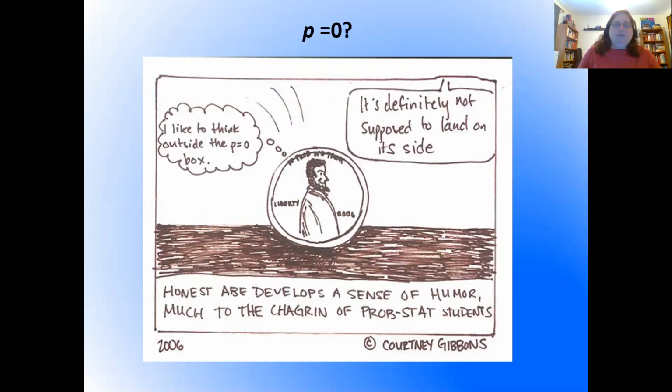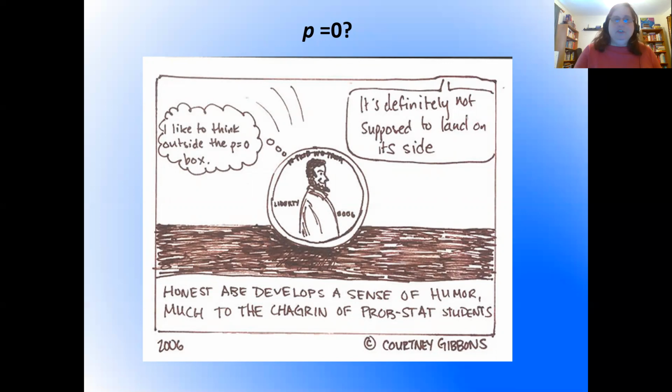So this is just a kind of a funny thing. I like to think outside the P=0 box, says Lincoln. And Honest Abe just develops a sense of humor, much to the chagrin of prob stat students, right? Because it's landing on its side, and it's not supposed to do that. We always talk about 50% chance of heads, 50% chance of tails, and here it is landing on its side. I did learn some number of years ago that the fattest coin, which is the nickel in the US, there is not a 0 probability of its landing on its side. It's very, very, very small, but it's not 0. So there's a fun fact for you.